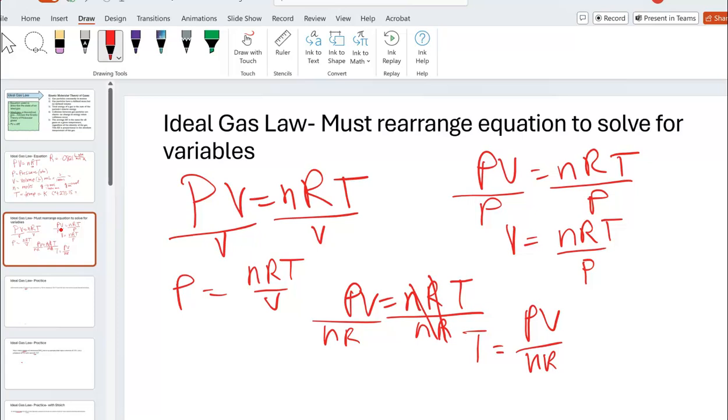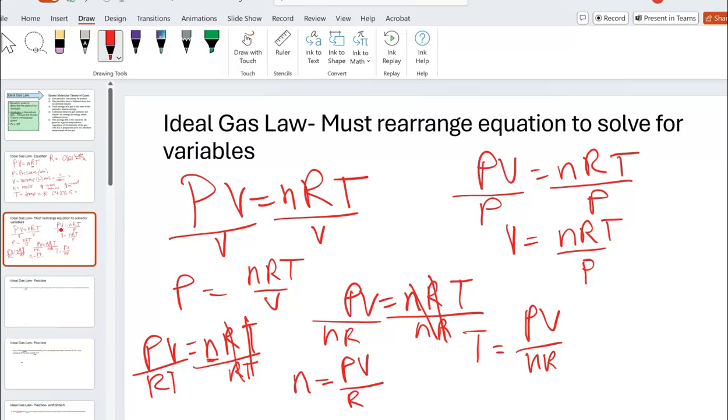If I have to solve for n, PV is equal to nRT. If I'm solving for moles or grams, you have to solve for n. The only way to get to grams is to solve for moles and then convert it to grams. So if I need to solve for moles, I'm going to divide by R and T on each side. So my new equation is n equals PV over RT.